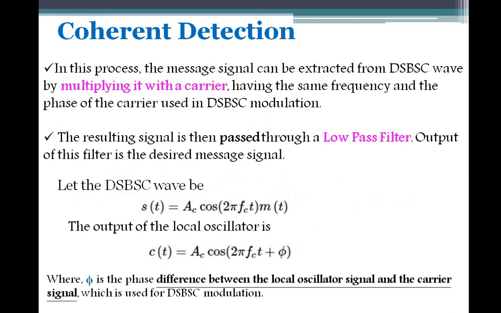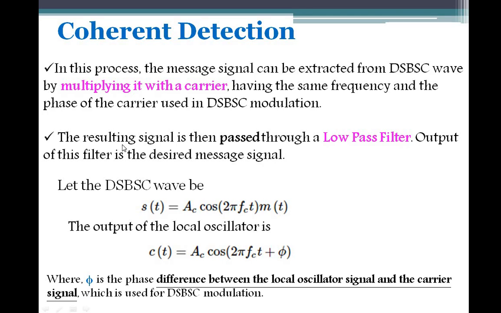Okay. Next, see, in this process what actually we are doing, we have to extract the message signal from your DSBSC signal. So what is the thing you are doing? We have to multiply with a carrier which is having the same frequency and the same phase of the carrier which is used at the DSBSC modulation also. So as to get that message signal in the DSBSC wave, you have to multiply the carrier which is synchronized with your carrier which is used in the DSBSC modulation. So this resulting output, that is V of t, is given to a low pass filter, and that low pass filter gives you the desired message signal.